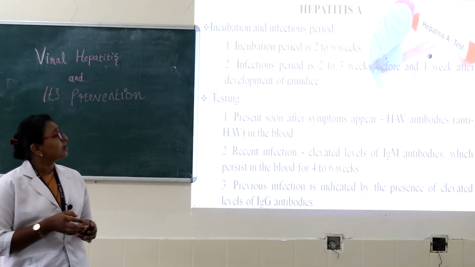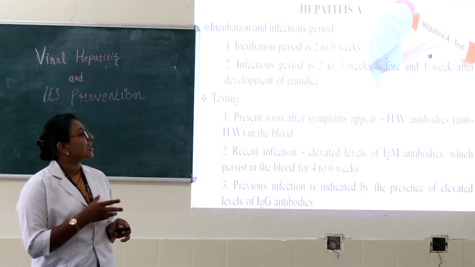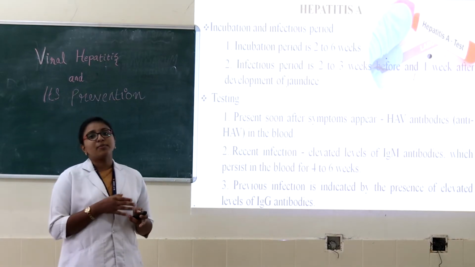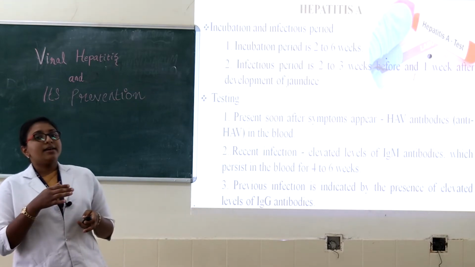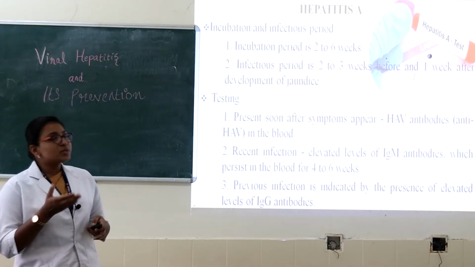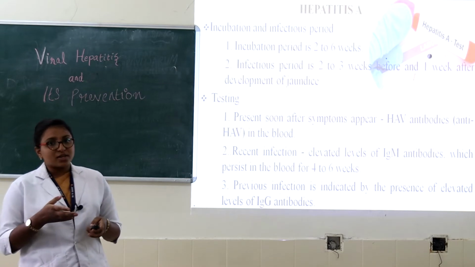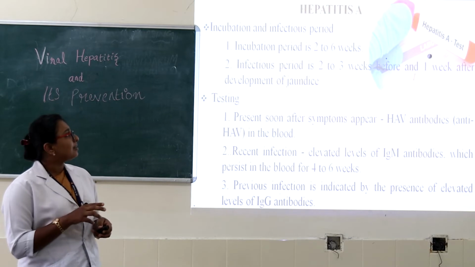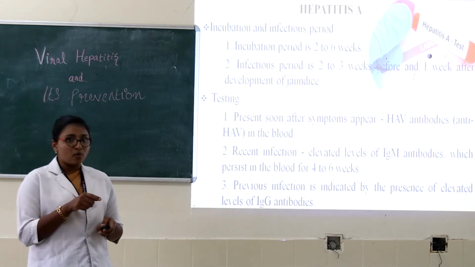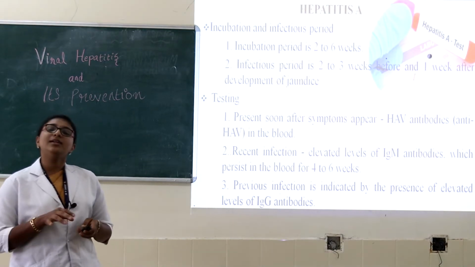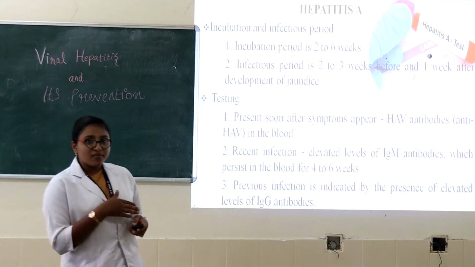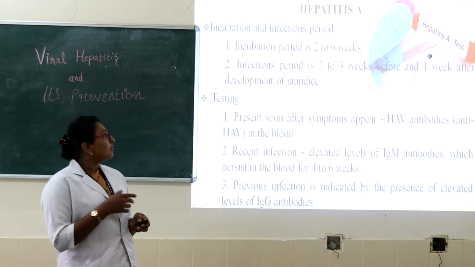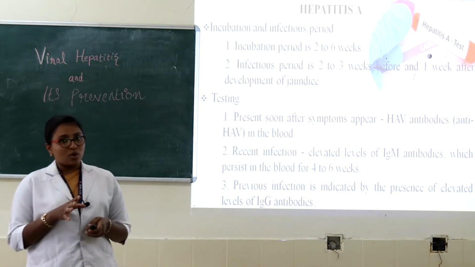Then we can see the incubation and infectious period of hepatitis A. Usually the incubation period is from 2 to 6 weeks, that is, within 2 to 6 weeks the patient will develop infection symptoms. The infectious period is from 2 to 3 weeks before and 1 week after the development of jaundice.